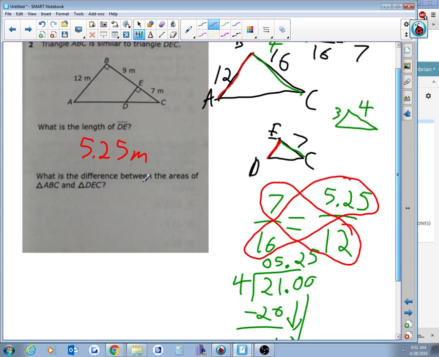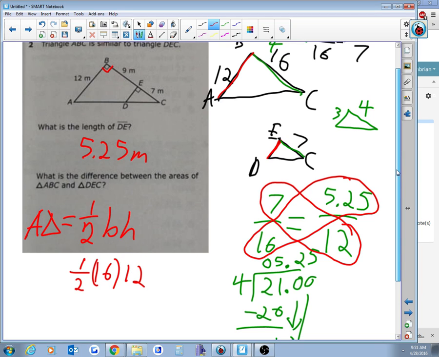Alright, what is the difference between the areas of ABC and DEC? Okay, area of a triangle equals 1/2 the base times the height. You do not have to memorize that. It is on your STAR chart. So let's see, since this is our height right here, because that's our perpendicular angle from the base, our base would be 16 here. Half of 16 is 8. So we have, let's just write it out, 1/2 of 16 times 12.